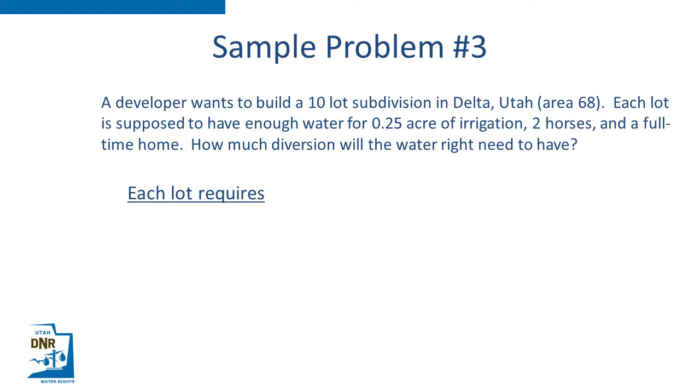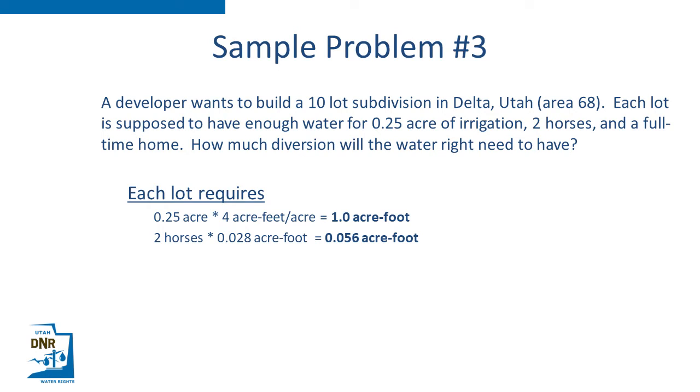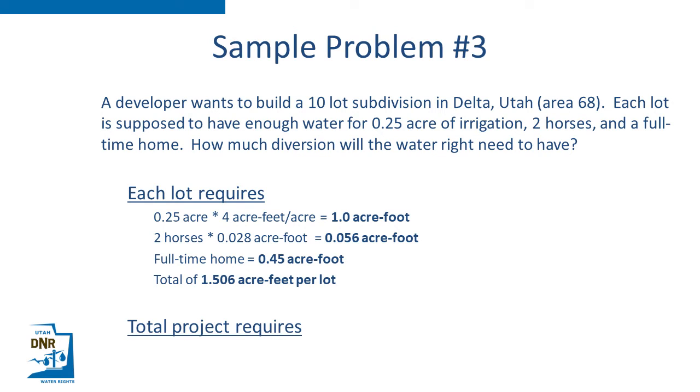So, for a quarter-acre irrigation times 4, the irrigation portion of the application will need 1 acre-foot. 2 horses times 0.028 would be 0.056 acre-foot, and then the full-time home would be 0.45 acre-foot. You add these together for a total of 1.506 acre-feet needed per lot. But this is a 10-lot subdivision, so the total amount needed would be the 1.506 times 10, or 15.06 acre-feet.